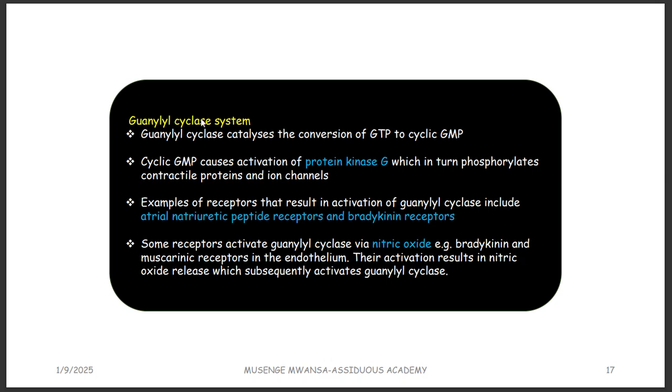Now, another second messenger is guanylyl cyclase, and guanylyl cyclase will catalyze the conversion of GTP to cGMP, just like we had adenylyl cyclase, which was producing cAMP. This one is producing cGMP. Not too different. Drugs that work via this mechanism include nitric oxide. So drugs that work via nitric oxide, like bradykinin.